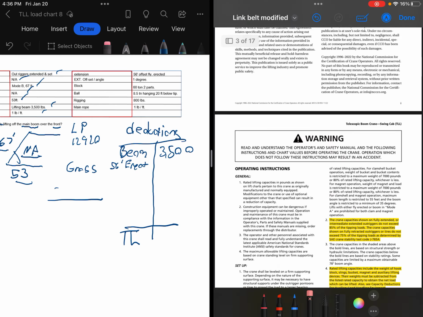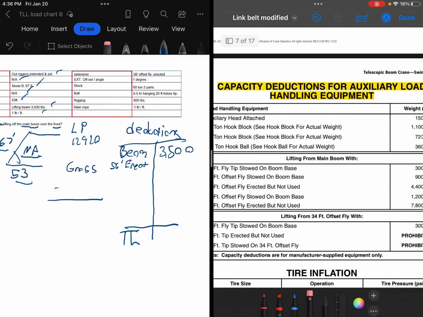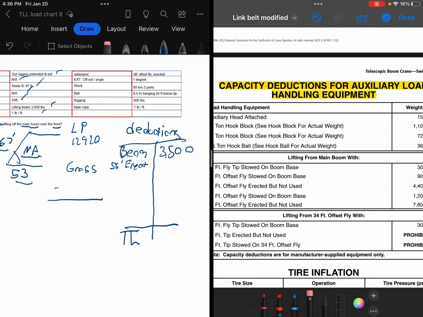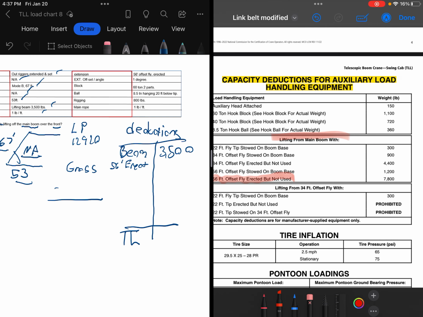So let's go over here. Find out what our deduction is for the 56-foot erect. So lifting from the main boom, here's the chart we're going to be in. Lifting from the main boom with the 56-foot erect, but not in use. That is a considerable deduction. That is going to be 7,800 pounds. That's a big one. Check it off. Obviously, we have a 1 degree boom angle, but it doesn't matter because we're not picking from it. So now what's our next one?